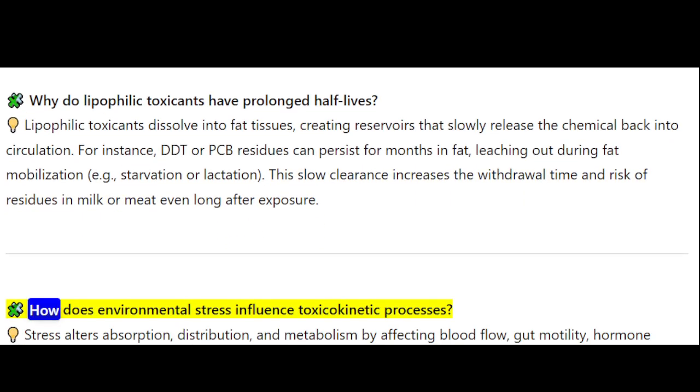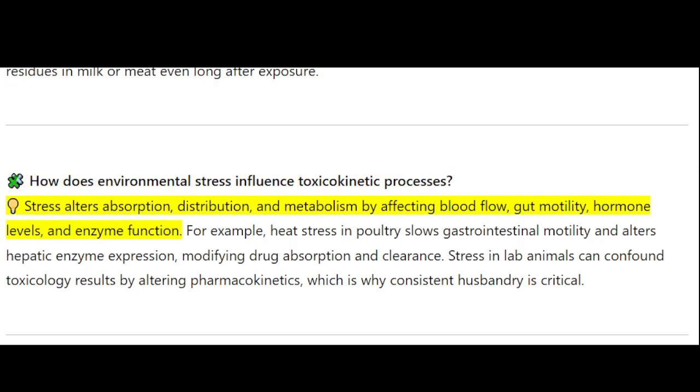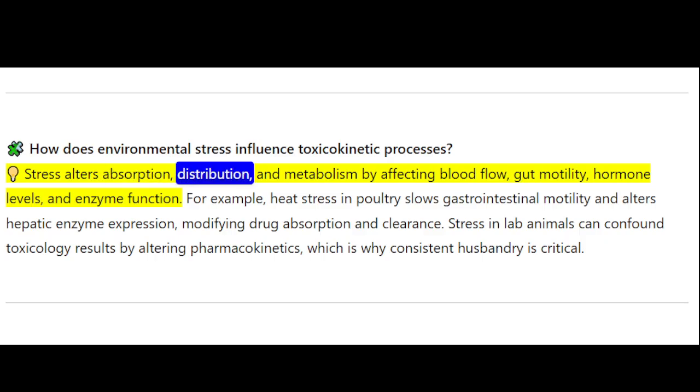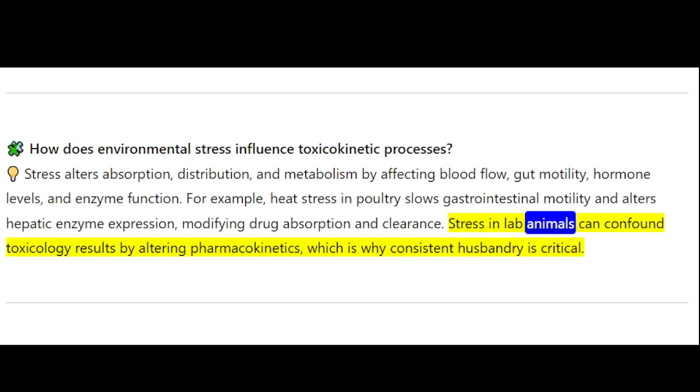How does environmental stress influence toxicokinetic processes? Stress alters absorption, distribution, and metabolism by affecting blood flow, gut motility, hormone levels, and enzyme function. For example, heat stress in poultry slows gastrointestinal motility and alters hepatic enzyme expression, modifying drug absorption and clearance. Stress in lab animals can confound toxicology results by altering pharmacokinetics, which is why consistent husbandry is critical.